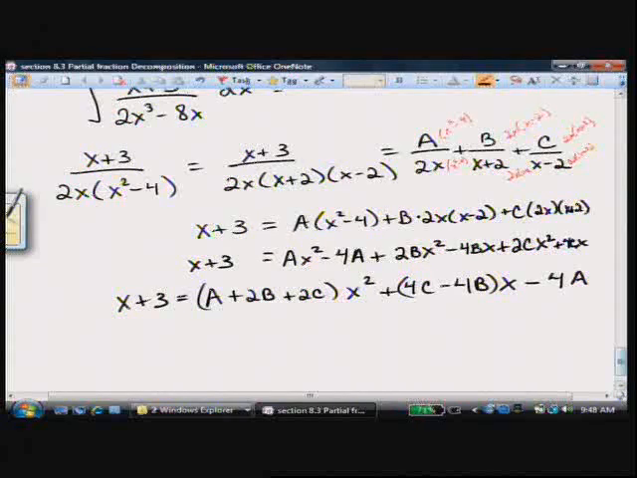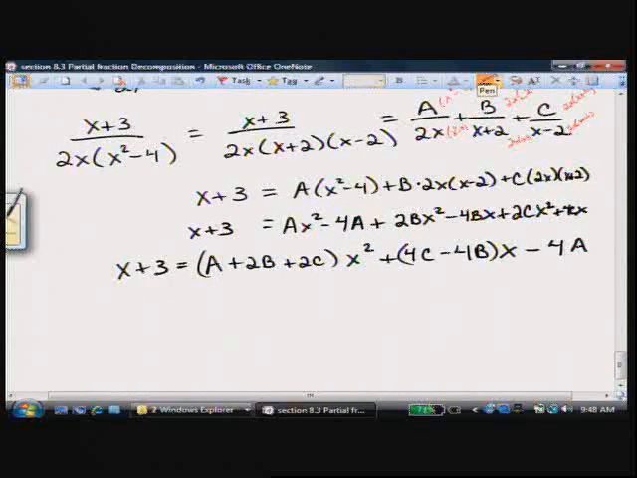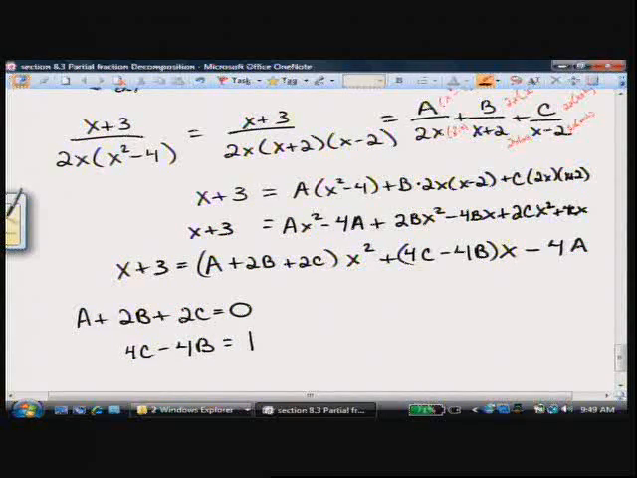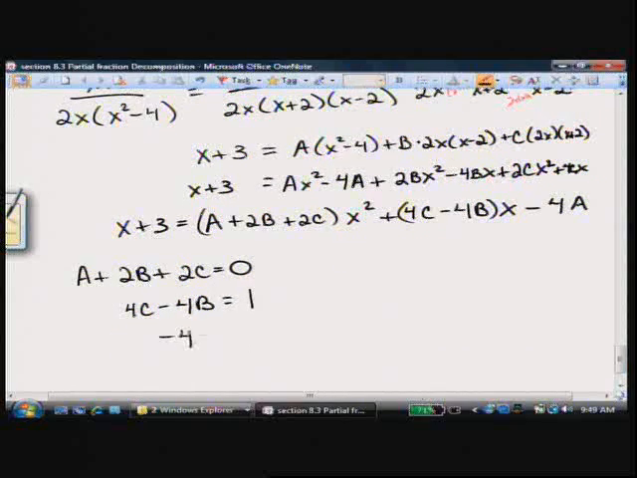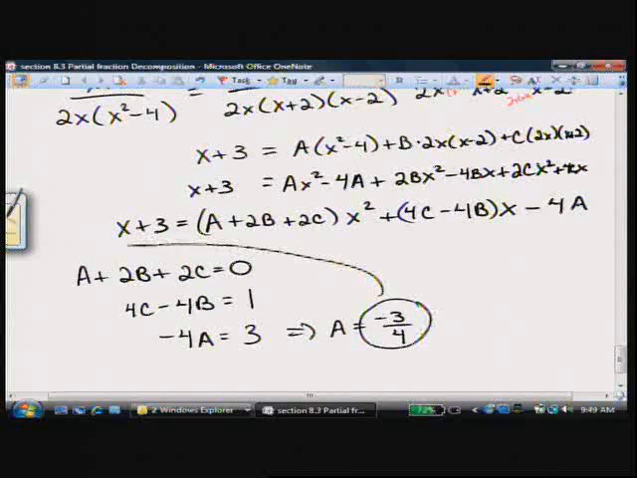Okay, and so then what you do is you match up your coefficients. What is A plus 2B plus 2C going to be equal to? Good. There's no x squared over here. So you know that A plus 2B plus 2C is equal to 0. What is 4C minus 4B equal to? Yeah, it's going to be equal to the coefficient in front of the x, which is just 1. And then what are you going to do with that negative 4A? That's just going to be equal to 3. All right, so now you have three equations and three unknowns. This one's going to be fun because you have fractions, and everybody loves fractions. But you can solve this first one for A, and you get that A is equal to negative 3/4. And then you can plug that into this equation right here.